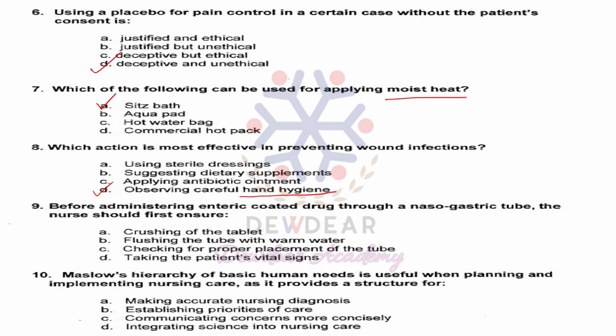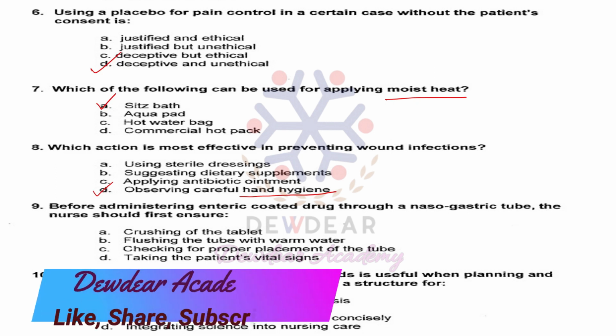Then question number 9. Before administering enteric coated drug through a nasogastric tube, the nurse should first ensure. Options are crushing of the tablet, flushing the tube with warm water, checking for proper placement of the tube, taking the patient's vital signs. So the correct answer here is checking the proper placement of the tube. That is the most important thing. First we have to make sure whether the tube is properly placed.